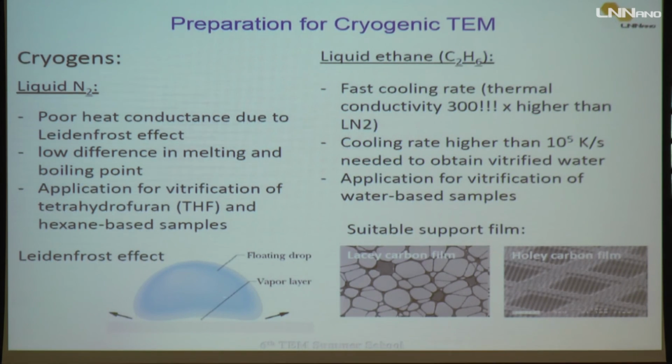If you use liquid nitrogen, you will not be able to do it because there is a very small thermal capacity of nitrogen. Nitrogen is a very poor heat conductor, okay, and it will just be floating on the surface of your sample. It will not cool down as fast as it needs. And then we use liquid ethane to do it. We put the sample inside the liquid ethane because the thermal conductivity of liquid ethane is much, much higher than the liquid nitrogen. Okay?